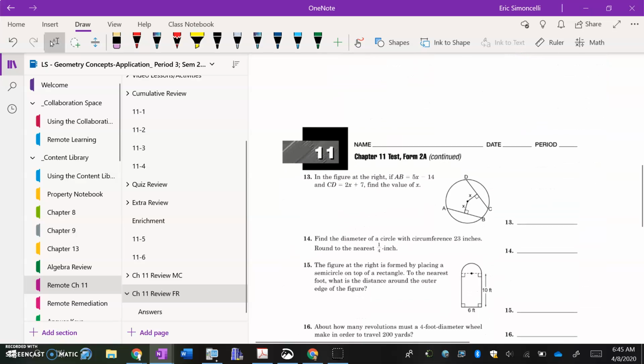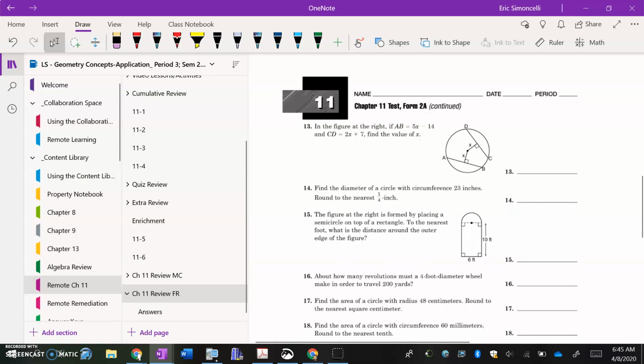All right, I've already done number 13 in a previous video, so I'd like to possibly take a look at, let's see here, we've got a pretty interesting question on number 15 and number 16, so maybe we'll take a look at both. The figure at the right is formed by placing a semicircle on top of a rectangle. To the nearest foot, what is the distance around the outer edge of the figure?